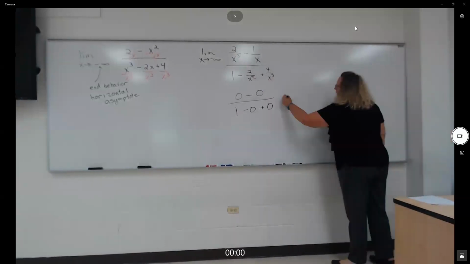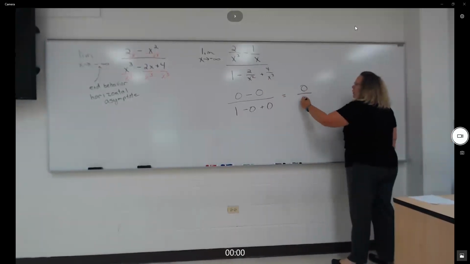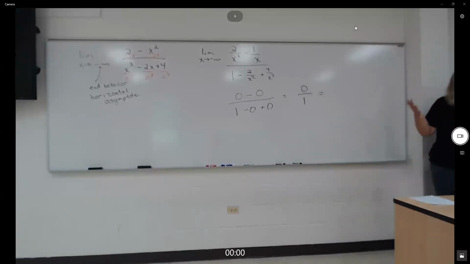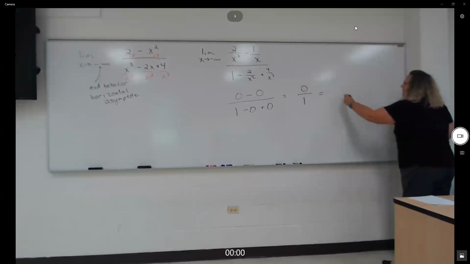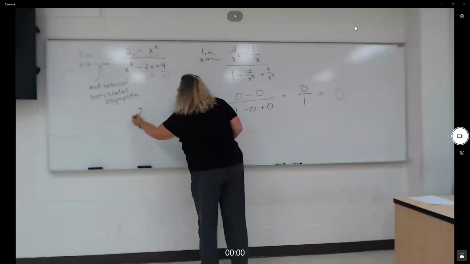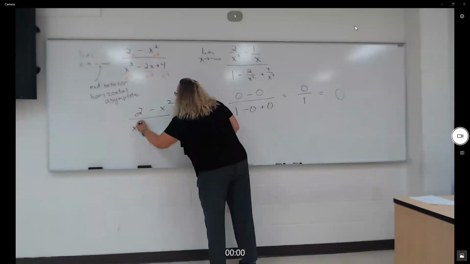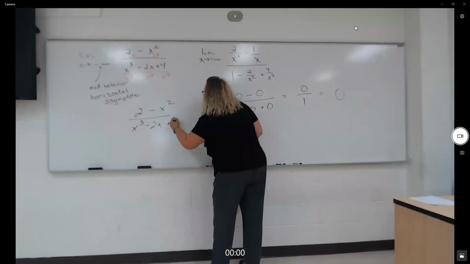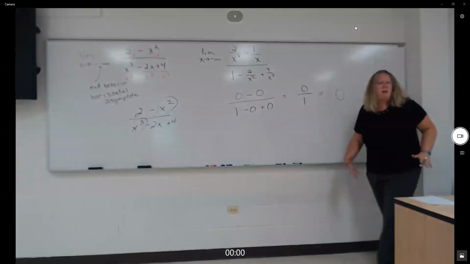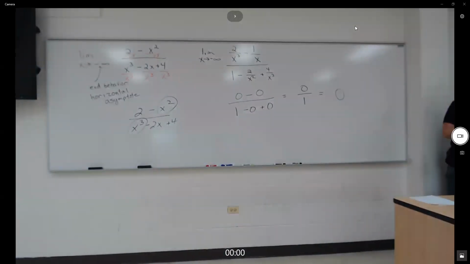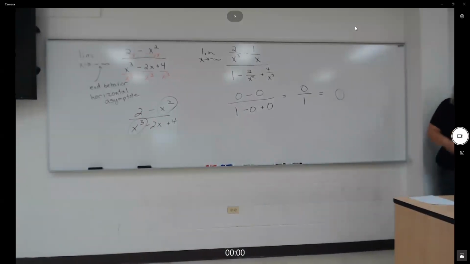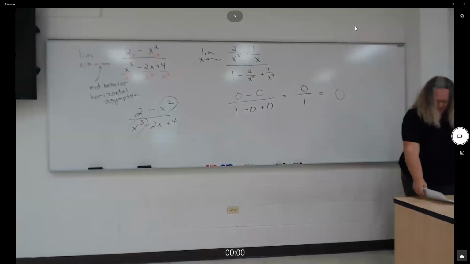So what do I get for an answer? 0 over 1, which just means I'm approaching 0. A 0 on top is fine. Go back to that original problem, 2 minus x squared. What was our rule? If the bottom exponent is bigger, my horizontal asymptote is at 0. You know, it all goes together. That's why we like math. There's no surprises.